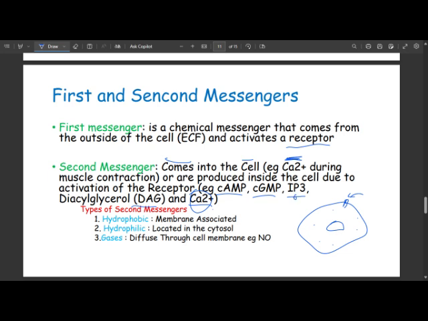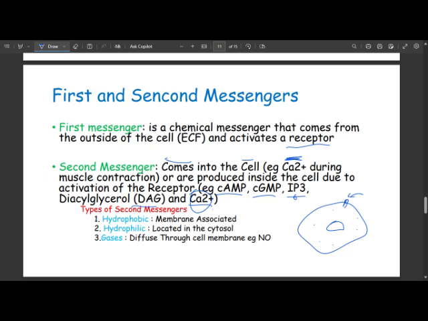When you talk about the muscle, the inositol triphosphate will also be produced so that it can cause further opening of more calcium channels. Okay. Then types of second messengers, we have hydrophobic, hydrophilic, and gaseous second messengers.